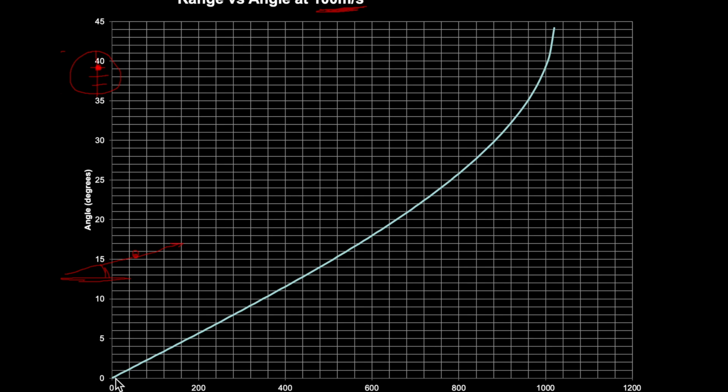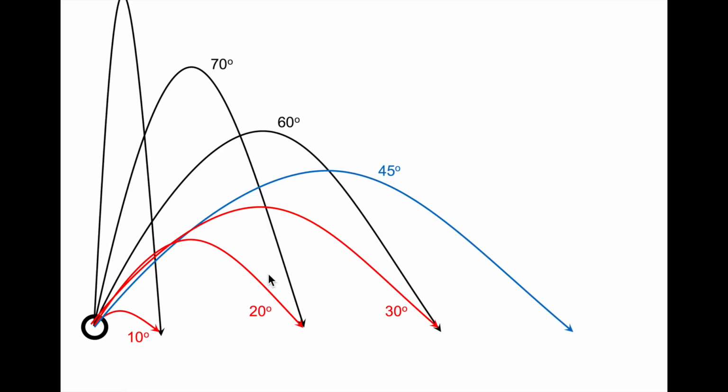That's what I'm trying to show here: if you're able to hit a target aiming the gun at a 10-degree angle, and I hit the target right here, but also look at this. If I aim the gun at an 80-degree angle, I'll hit the same target. My range, my horizontal distance, will still be the same.